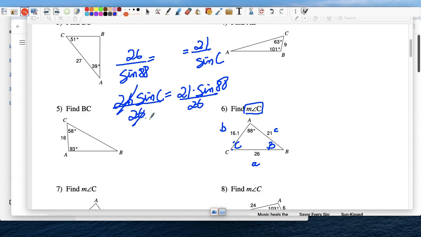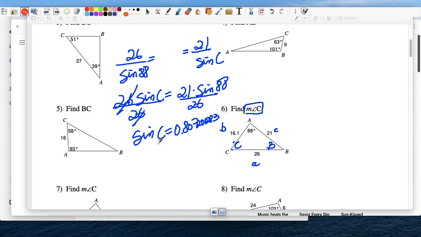This is going to go away, so let's do that first. So on your calculator, put that. We're going to get 21 times sine of 88 divided by 26. And in your calculator, you're going to get this ugly number. Leave it there, 0.807200283 forever and ever.